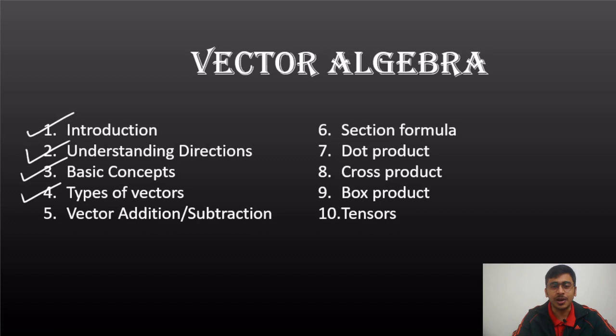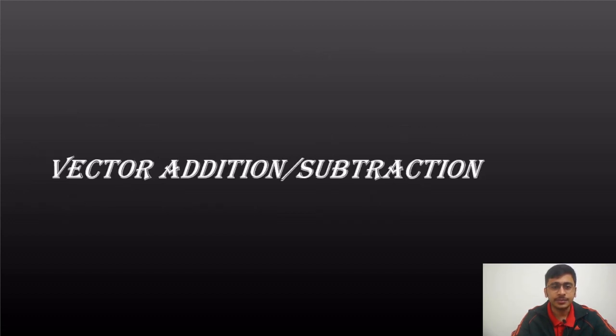So in our previous part, we had already seen introduction, understanding directions, basic concepts and types of vectors. In this part, we'll study about vector addition, subtraction, section formula, dot product, cross product, box product and more about tensors. So let us begin with vector addition.